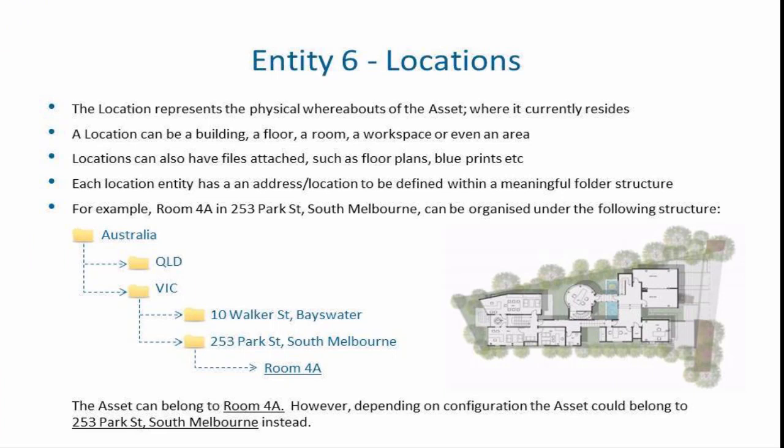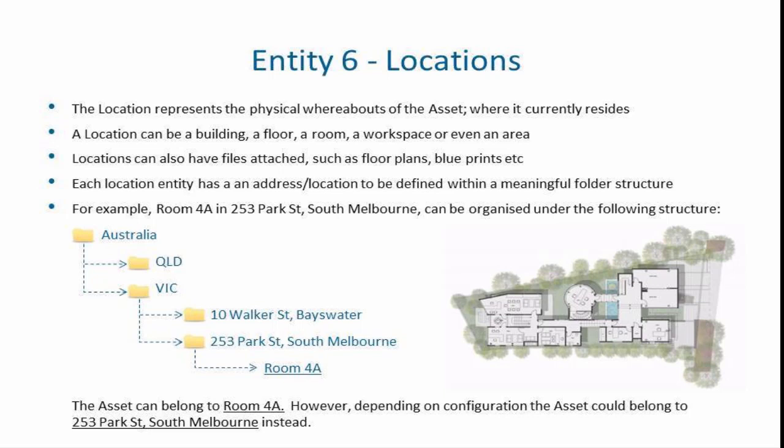The sixth and final entity we'll look at in this basics video is locations. A location represents the physical whereabouts of an asset, where it currently resides. The location structure can be representative of a building, a floor, a room, a workspace, or even an area. Locations, like all entities, can attach files. They could be floor plans or blueprints. Each location can also have its location information associated, as well as a default contact person.